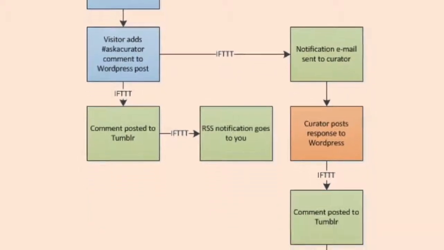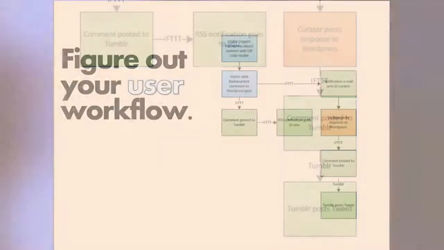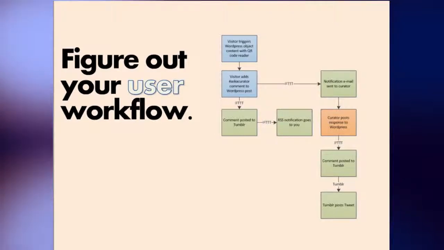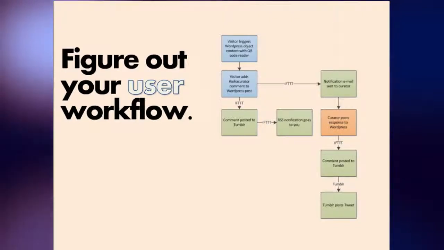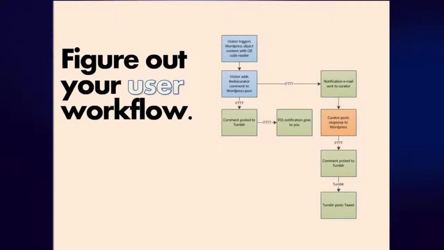The curator posts a response in WordPress, then that comment is automatically posted to Tumblr, and then Tumblr itself may post a tweet about the comment saying that, oh, Ask a Curator has responded. So this is just a sample workflow, but again, we're trying to have the most green squares and the fewest orange squares in response to visitor activity.